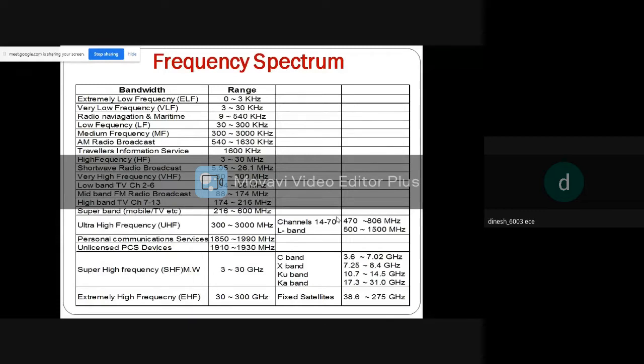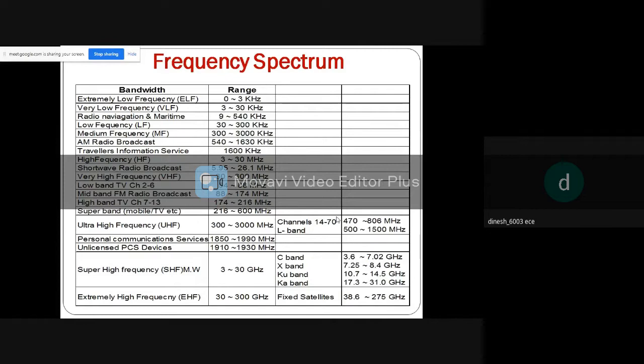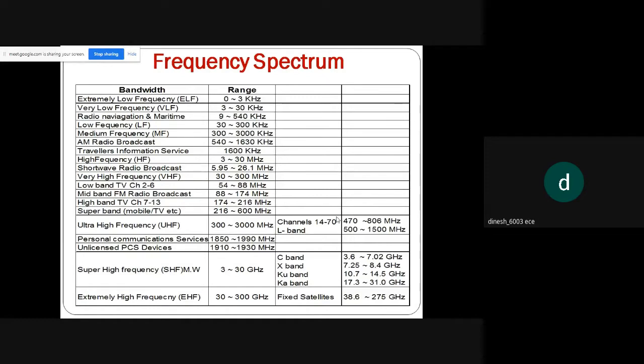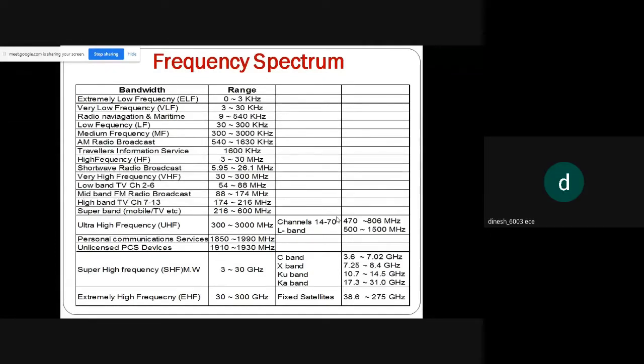Very high frequency 30 to 300 megahertz. Low band television channel 2 to 6 has a range of 54 to 88 megahertz. Mid band FM radio broadcast is around 88 to 174 megahertz. High band television channel 7 to 13 uses 174 to 216 megahertz. Superband mobile for television system uses 216 to 600 megahertz, whereas the ultra high frequency range is 300 to 3000 megahertz. This uses two bands, channels 14 to 70, 472 to 806 megahertz, and L band 500 to 1500 megahertz.